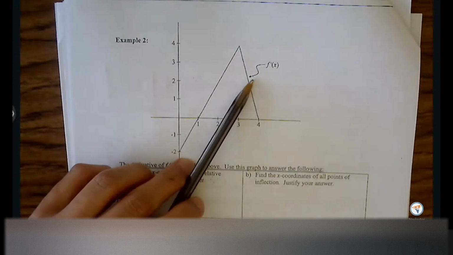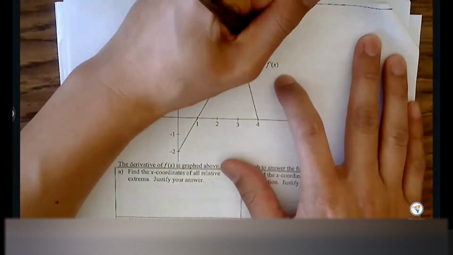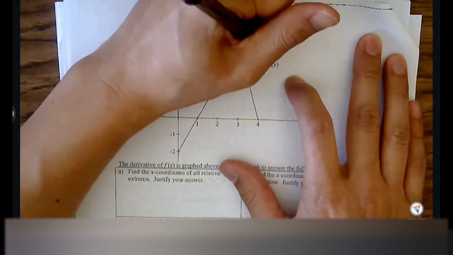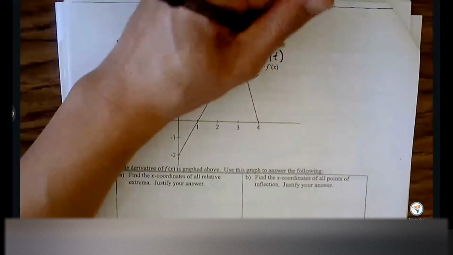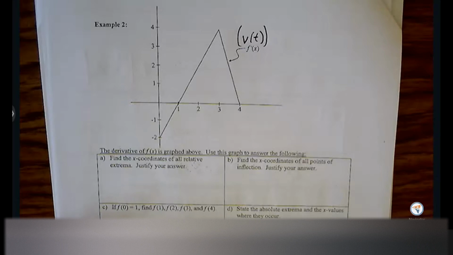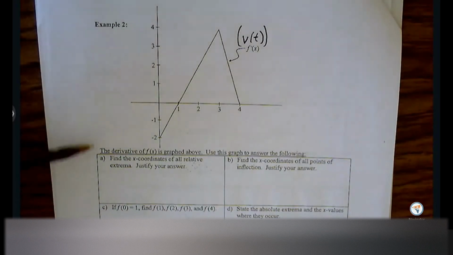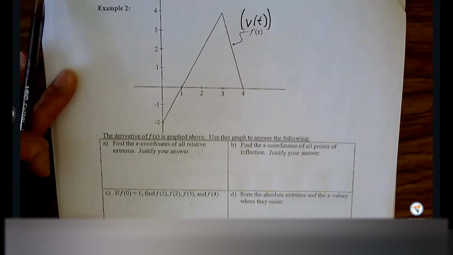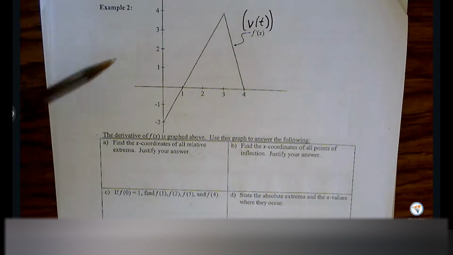I'm going to keep going back and forth between notations of f prime and velocity because they are kind of one and the same, but sometimes it's easier to visualize something in terms of f prime versus velocity. So I'll just interchange between them depending on the scenario I'm trying to demonstrate. So the direction says that our derivative graph is shown above. Use this graph to answer the following.